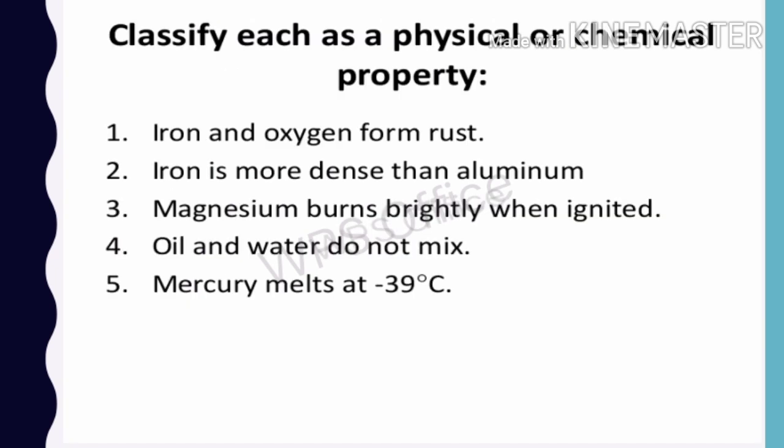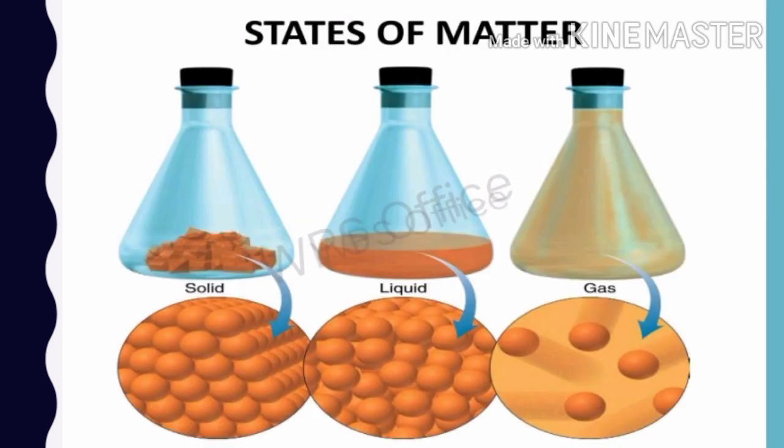So, classify each as a physical or chemical property. Iron and oxygen form rust. Iron is more dense than aluminum. Magnesium burns brightly when ignited. Oil and water do not mix. And mercury melts at negative 39 degrees Celsius.